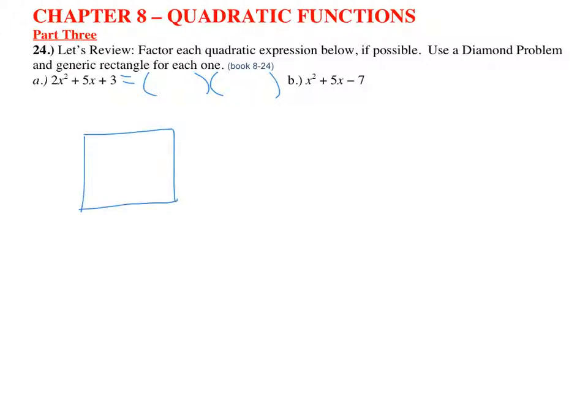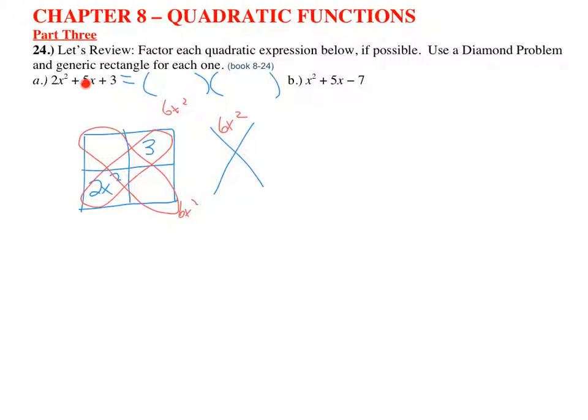To figure out what those are, we'll use a generic rectangle. We put our first term in the lower left-hand corner, last term in the upper right. We use a diamond problem to help us figure out these two blank spots, because we know that the diagonals will have the same product. So this diagonal has a product of 6x squared. We know that the missing or blank diagonal also has to have a product of 6x squared.